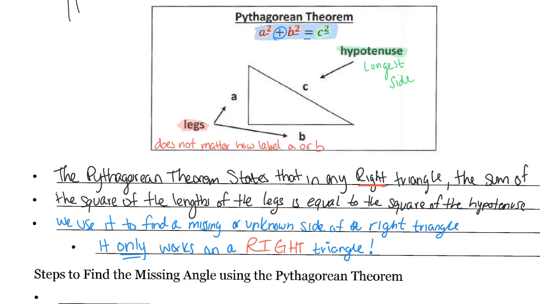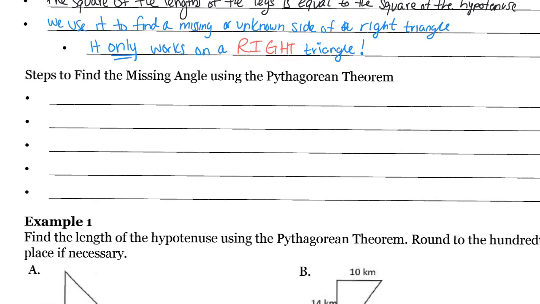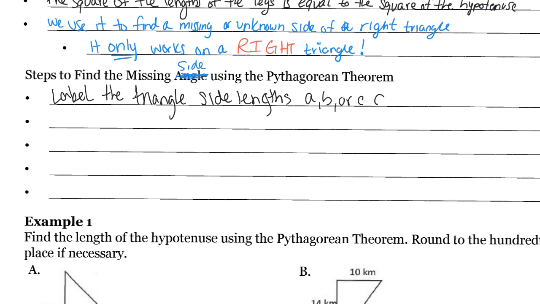Okay. So let's get down to the nitty-gritty of the steps to find not the missing angle, but the missing side. Okay, so step one, you have to label the triangle. Label the triangle side lengths accordingly. So A, B, or C accordingly.